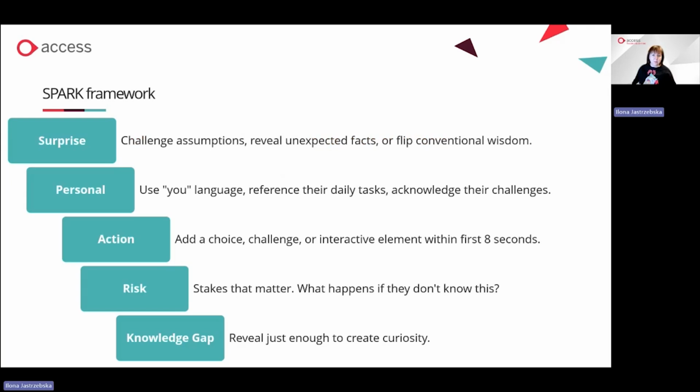So now, what's Spark? It can act as your checklist for irresistible hooks. It contains 5 elements. You can use all of them, or you can pick and choose the ones you want to use. It's good to include a surprise, so you break the expectations. Make it relevant to the learner. Also prompt a decision or challenge. Show what's at stake. And the most important one, reveal just enough so they want to read more about it or engage more with your course.